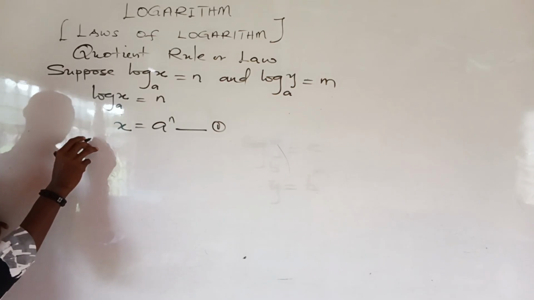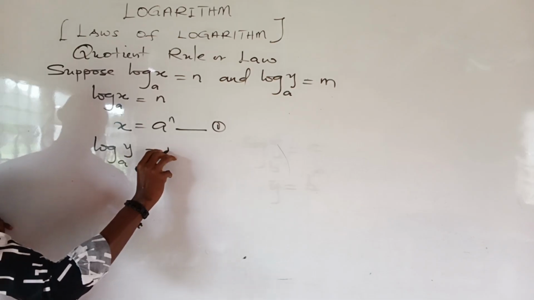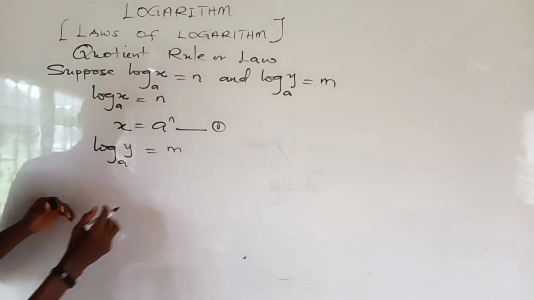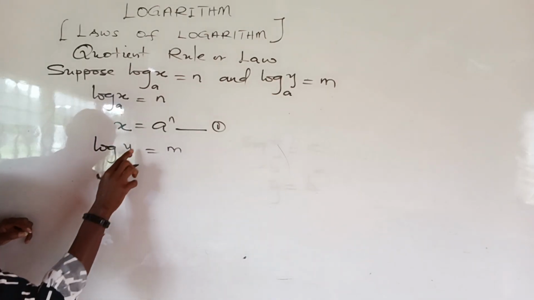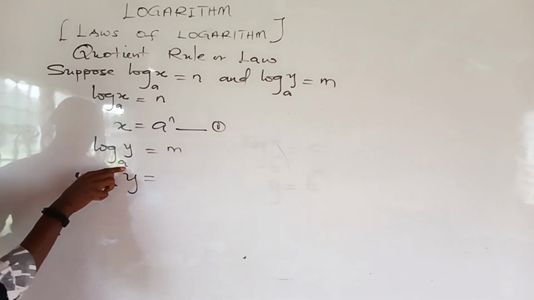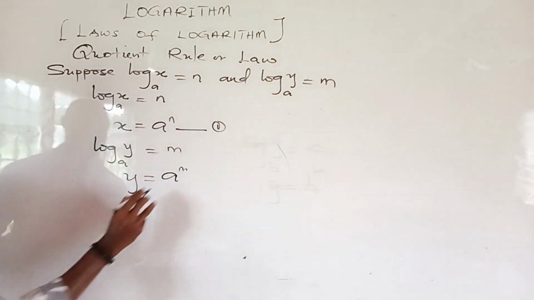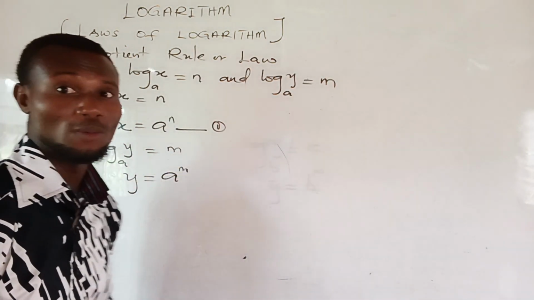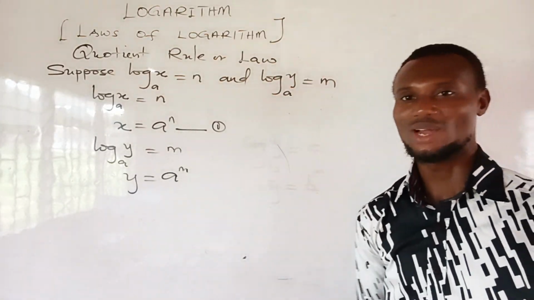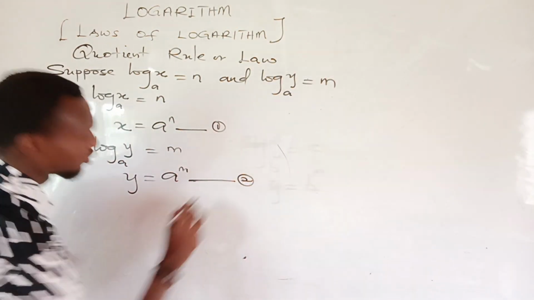So I have log y to the base a equals m. To write it in a form that does not contain any more log, all that I need to do is repeat my y, which is here, bring my equal sign, and this base, which is the a, will come and carry the m here as a power. So I'm going to have a to the power m. Okay, as simple as that. And I hope you understand and you agree with me up to this point. So I'm going to label this one as equation 2.